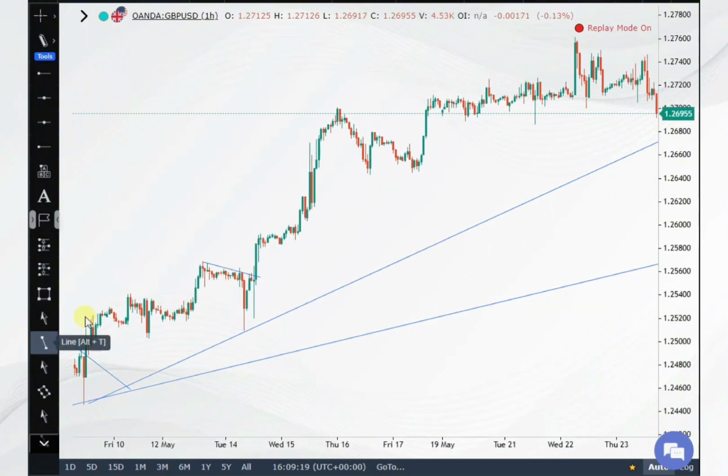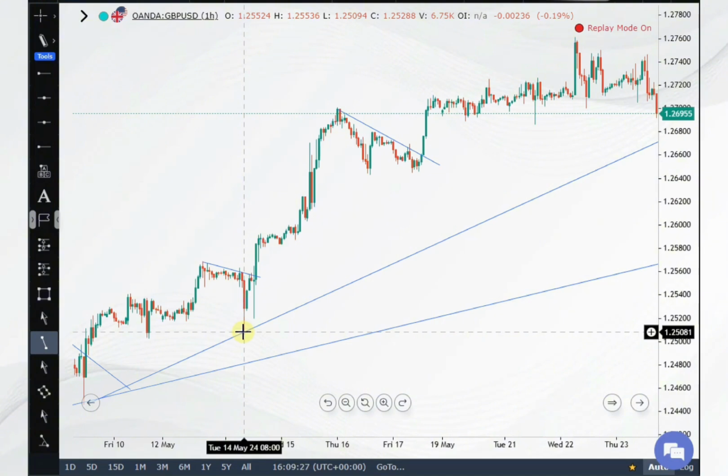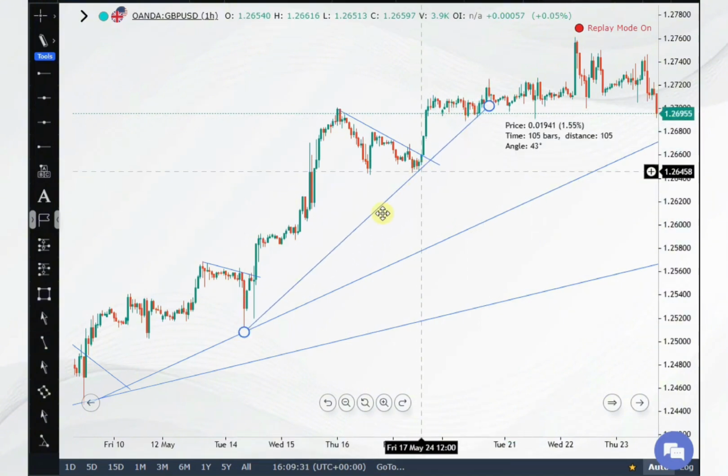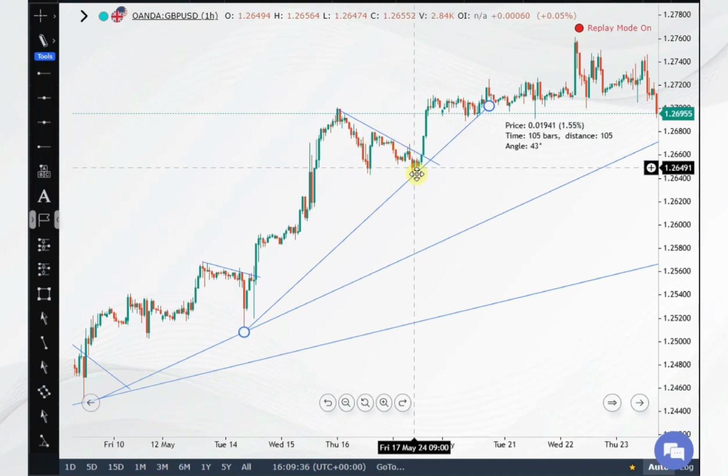So let's draw our counter trend. This is also a counter trend line, and if you see, there's another trend line at this point again. So let's mark out this trend line too. This is also a trend line. This is a touch, this is a touch, and this is a touch, because price came to retest this particular point.